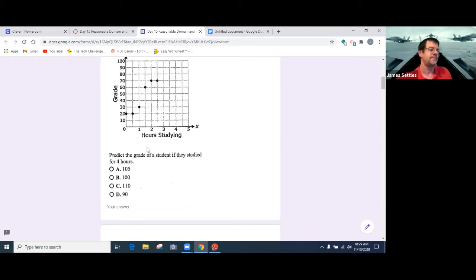So for today, we are continuing to talk about the reasonable domain and range that we started yesterday, and then we're also adding in scatter plots.